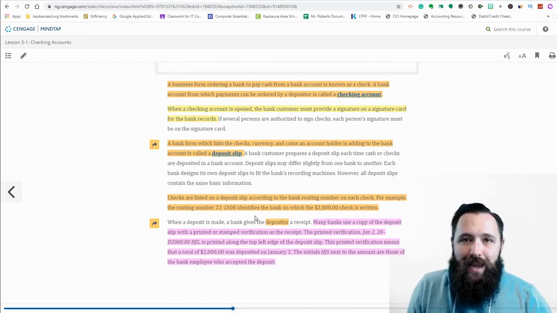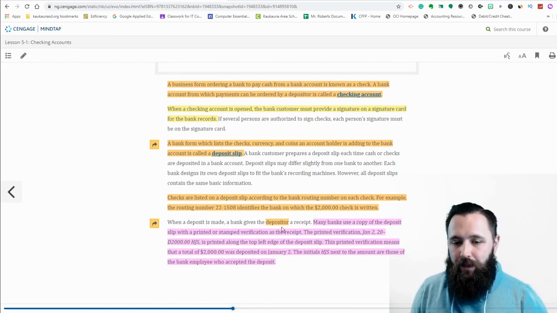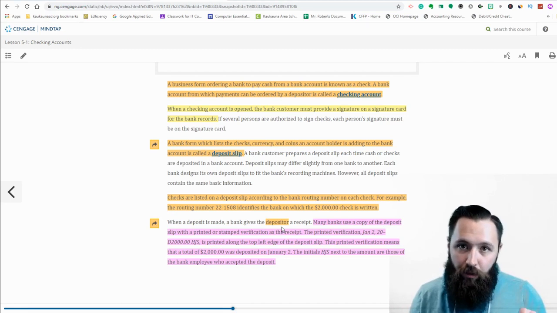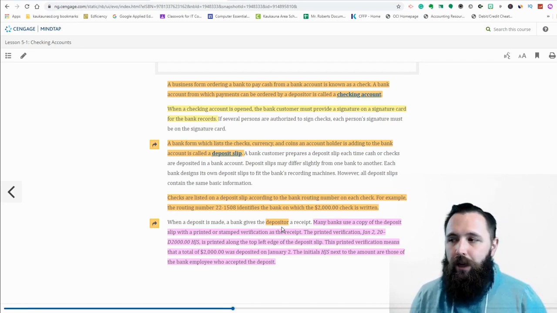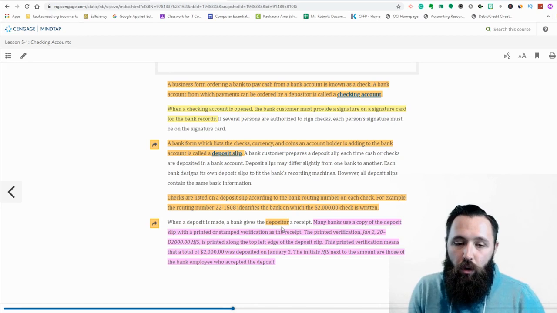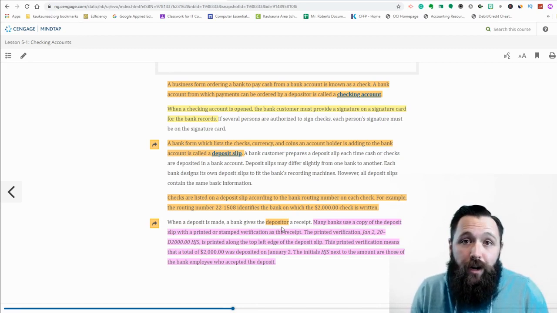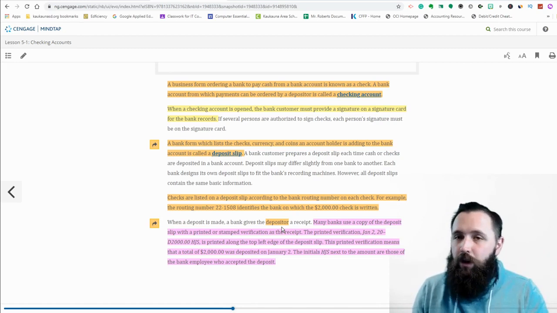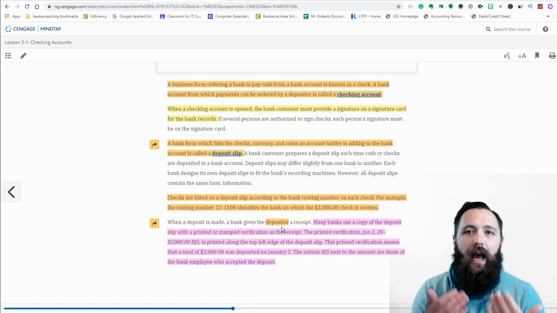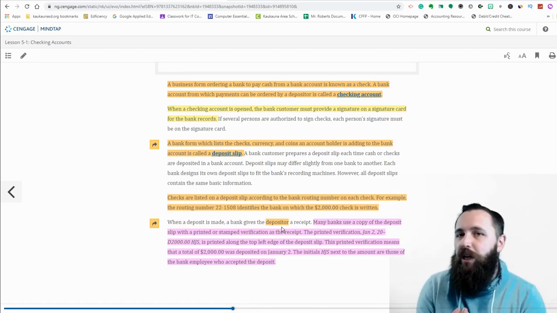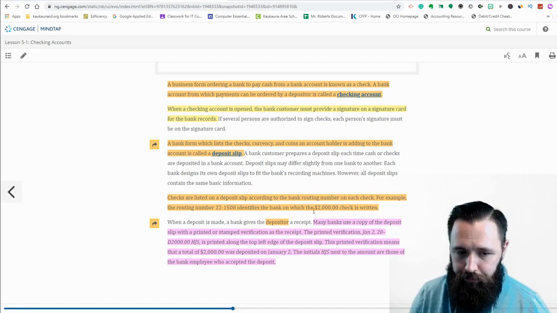So when we make that deposit, the bank is going to give us a receipt, okay? It's going to be for our records, right? So then we can tell, let's say we go back home and that money's not in the bank. Well, we have that receipt that shows that that money should have been placed there.